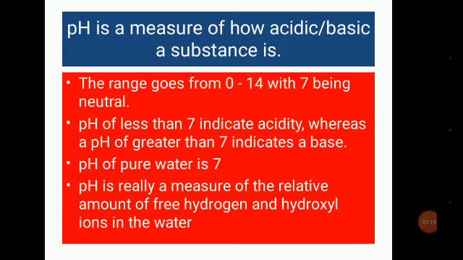The reason is that acids give H positive ions, meaning hydrogen ions, while bases give hydroxyl ions. So the pH depends upon the number of free hydrogen ions and hydroxides. The greater the number of hydrogen ions, the lesser will be the pH, less than 7. And the greater the hydroxyl ions in aqueous medium, the greater will be the pH, meaning more than 7.